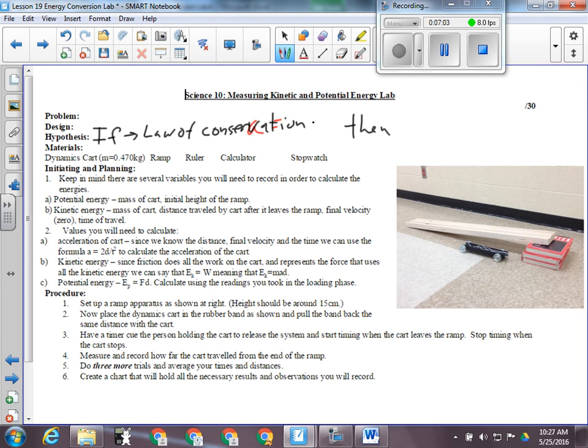All right, so as I said before, things that we're going to need to record. In order to calculate the potential energy, we need to know the mass of the cart. Okay, the cart's mass is right here, because I already measured it. Okay, 0.470 kilograms is the mass of the cart. Okay, the initial height of the ramp. Well, everybody's ramp is probably going to be a little different. Okay, so you'll have to measure it with the meter stick over there.